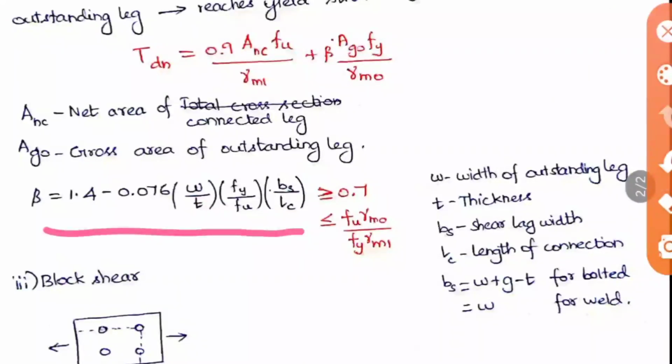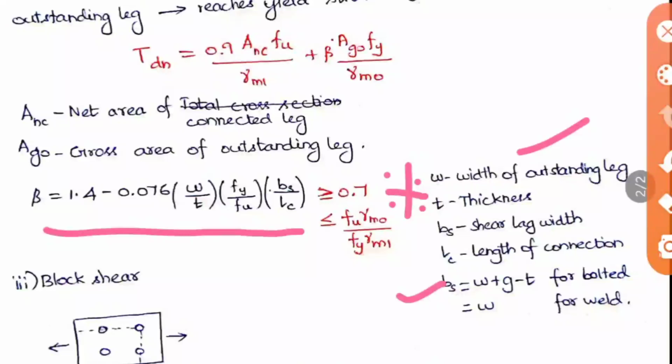So this criteria is important, so you should remember this. Okay, so here W is nothing but the width of the outstanding leg, T is the thickness of that angle. So for both the legs, obviously it will be the same. Bs, Fy and Fu we know, Bs is the shear lag width. Okay, so this is given here.